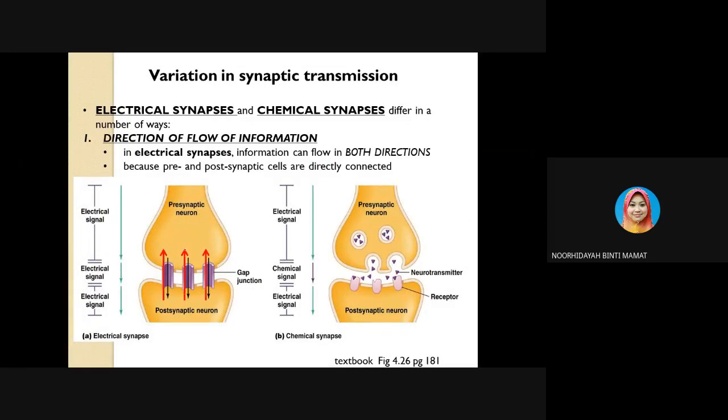From the presynaptic cells to the postsynaptic cells via the gap junctions, or from the postsynaptic cells to the presynaptic cells through the gap junctions, because the pre and postsynaptic cells are directly connected by the gap junctions. It differs from the chemical synapse, which only has one way of flow of information, from the pre to the post. All right.